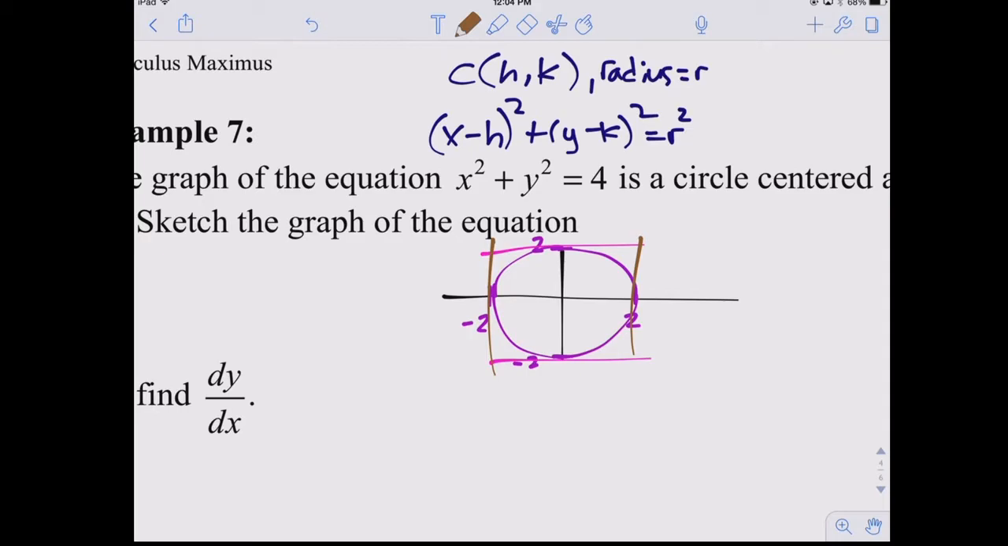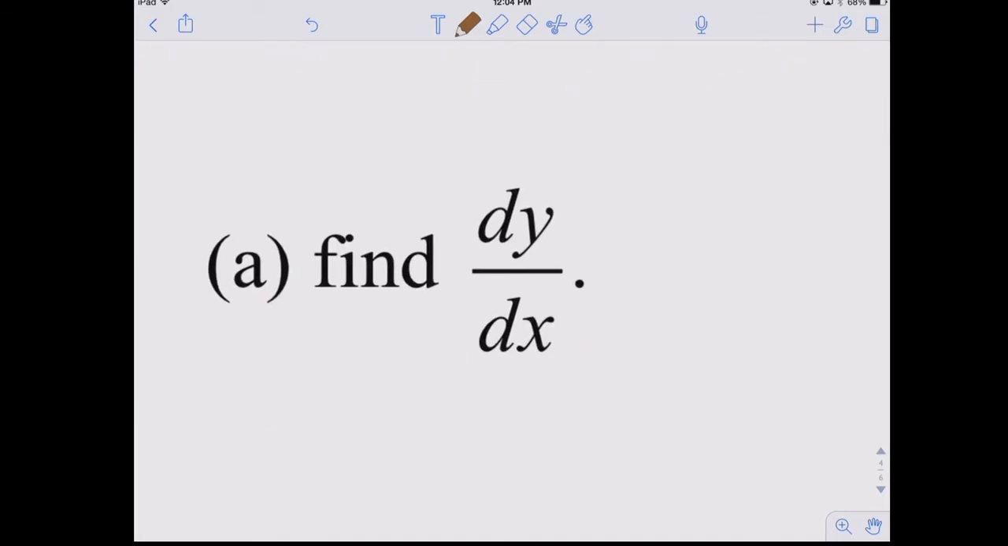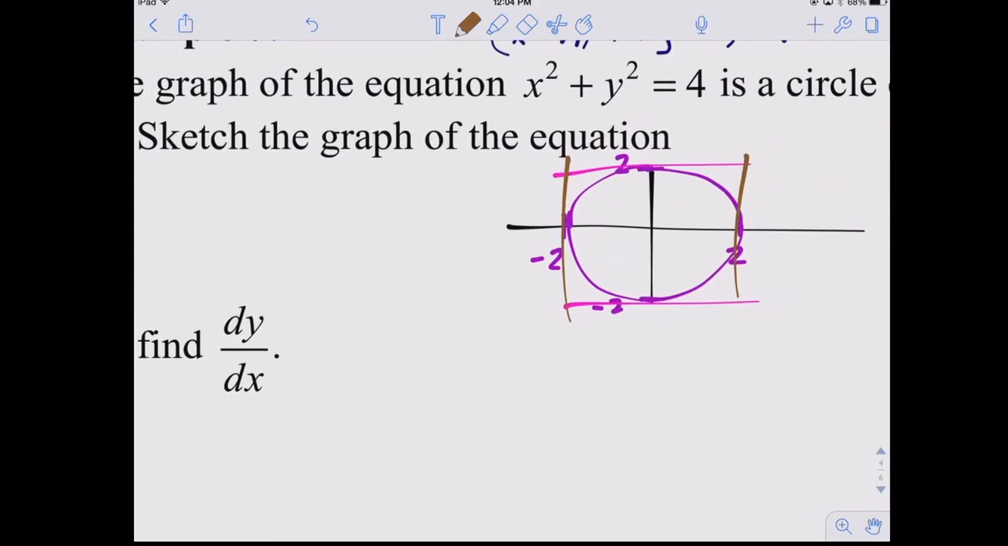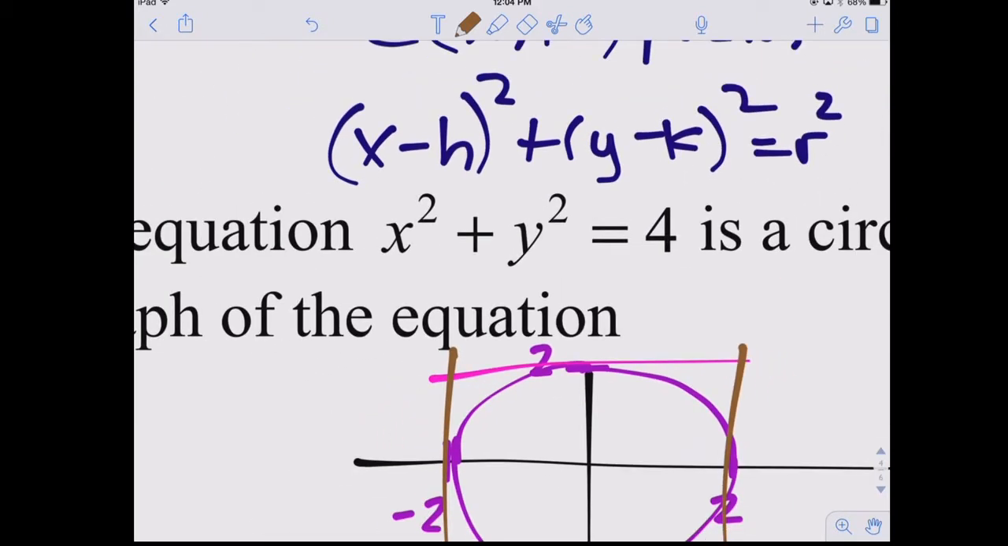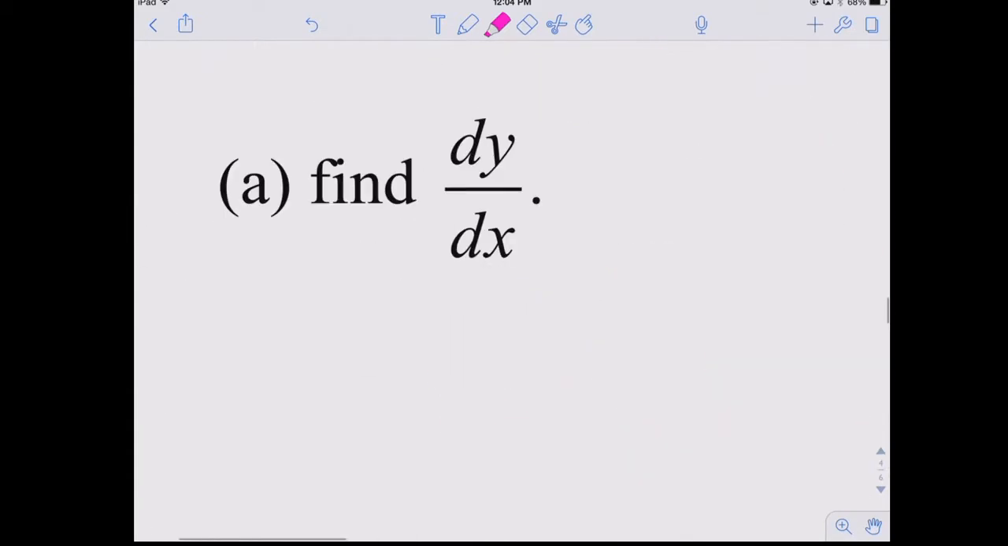All right, let's see. Part B says to find dy/dx. Well, I noticed that my equation x squared plus y squared equals 4 is not solved for y. So then I asked myself, can I solve it for y? And I think I can. I think I can.